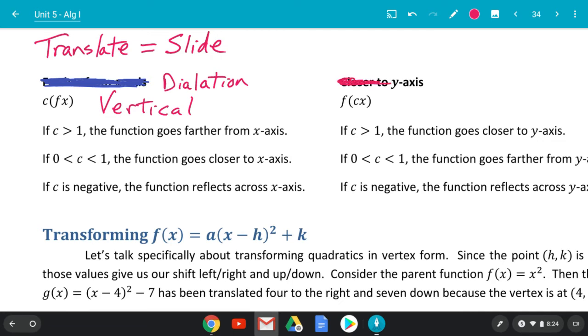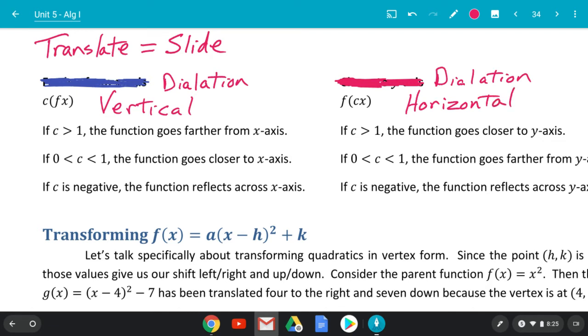Okay. All right, look at the one on the right. We want to cross out that closer to the y part. It is also going to be a dilation. However, the C, and C stands for constant or number, the number is inside the parenthesis, which means what kind of dilation is it going to be? Horizontal.